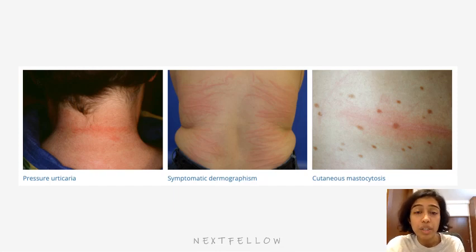And there's one more condition, cutaneous mastocytosis, that is also called urticaria pigmentosa. In this specific condition, you get these hyperpigmented macules, as you can see here. And when you rub on it, say with the blunt side of the pencil where you have the eraser, you will see those form a wheal. So that is classical of cutaneous mastocytosis, urticaria pigmentosa. So the answer is that dermographism is a type of physical urticaria.